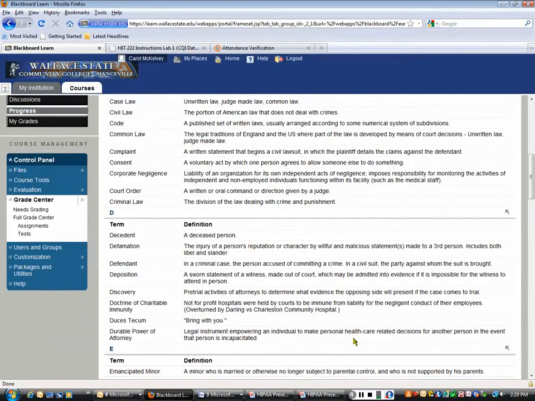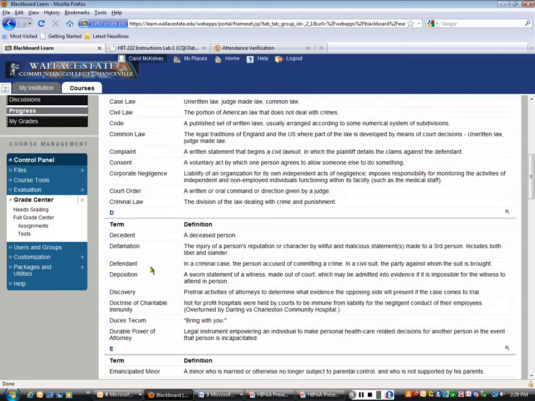We've talked about defamation. It's the injury of a person's reputation or character by willful or malicious statements made to a third party. It includes both libel and slander. So those two collectively are defamation, libel and slander. Remember, we said slander, this is the way I remember it. Slander has to do with oral defamation, meaning speaking. Speaking and slander both start with an S, so it's just my way of remembering the difference between libel and slander.